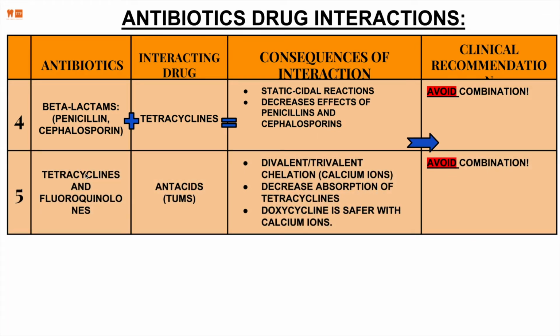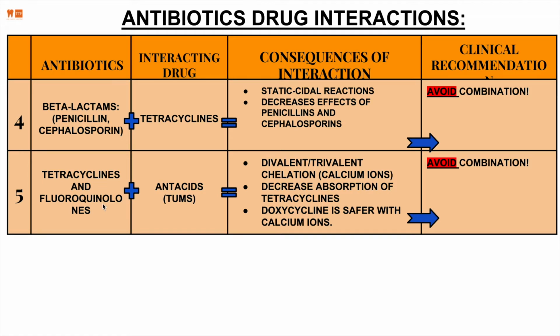Tetracycline and fluoroquinolones mixed with antacids, like TUMS, basically calcium carbonates, will lead to divalent trivalent chelation, especially with the calcium ions. We've always heard this before, right? Tetracyclines shall not be used with calcium ions. Decreased absorption of tetracycline leads to not enough action being produced, so tetracycline will leave our body without being absorbed. Doxycycline is safer with calcium ions if we have to use tetracyclines.